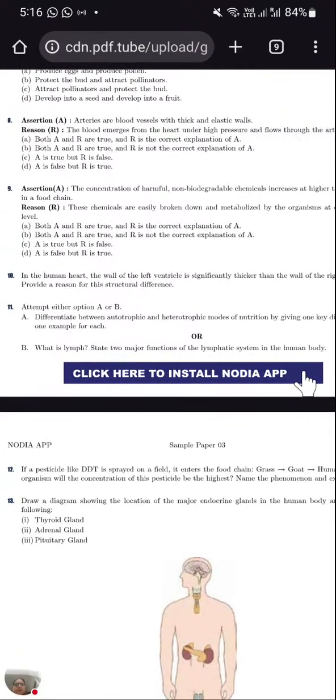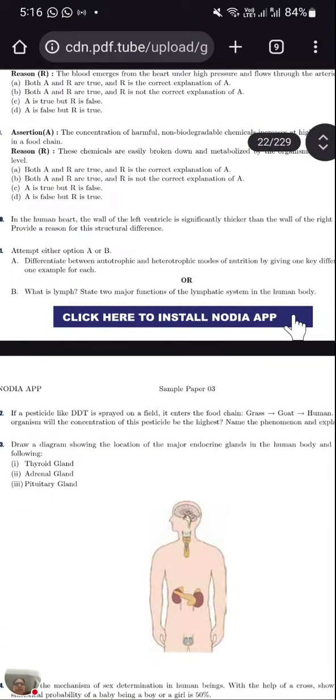Correct. 10th one: in the human heart, the wall of the left ventricle is significantly thicker than the wall of the right. Give reason. Do you know or want me to explain? Why is the left ventricle thicker compared to the right ventricle? Vivek, message me. Can you write the answer on your own, or do you want my support?